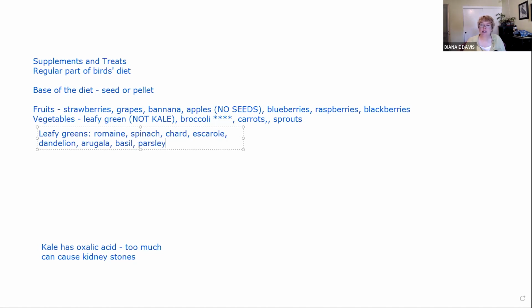Parsley, you could try. Cilantro, you could try. Not sure if the bird would like that or not. I would avoid rosemary or sage or chives, absolutely.